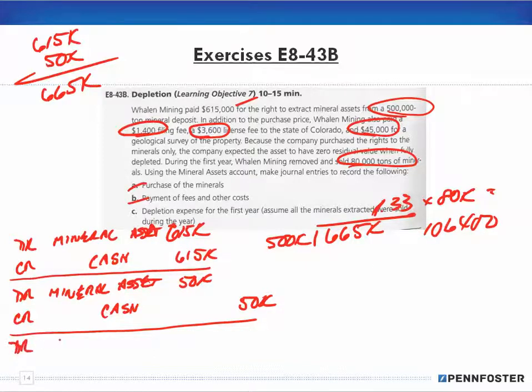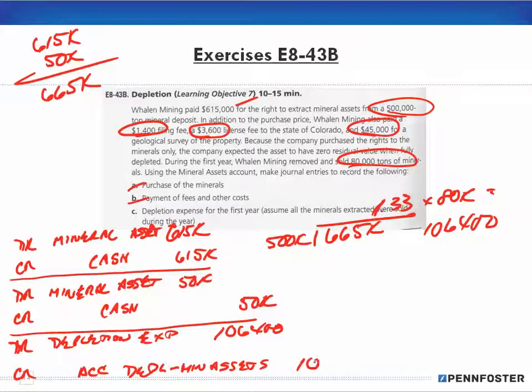So I'm going to debit depletion expense for $106,400, and I'm going to credit accumulated depletion, and then I'd call that mineral assets, for $106,400. Okay, and that's it for this particular problem. Again, if you didn't understand how I arrived at 665,000, go back and watch the theory videos again. And if you didn't understand how I ended up with this 106,400 because of the method used, go back and watch the theory videos again.